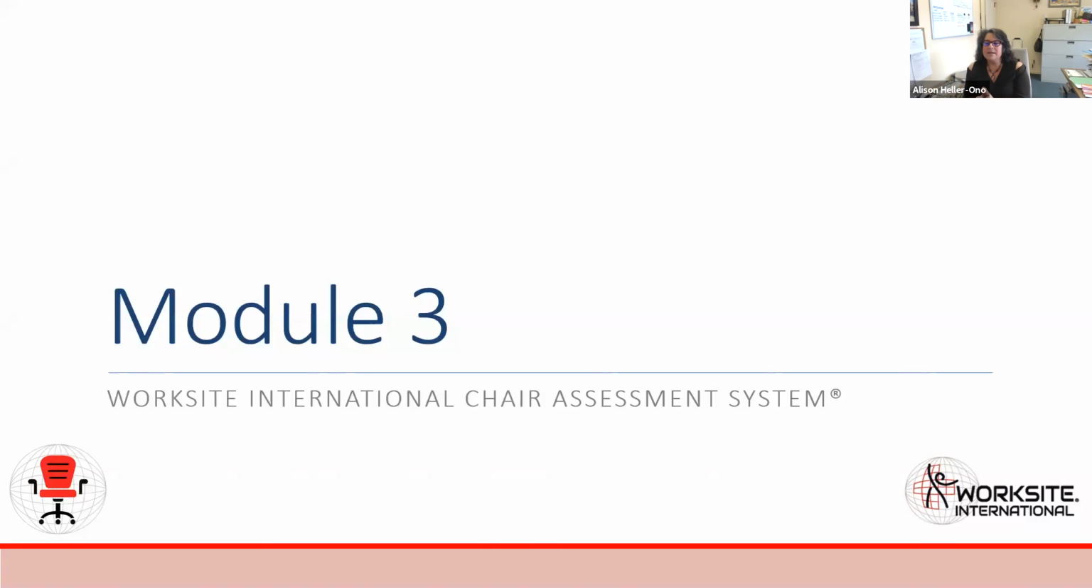And so I created this system to provide a framework for management to see how old the chairs were and the quality of those chairs, and to help them in a non-biased way make a decision about what to do or how to best budget. So that's a little background on the system. And then from there, I continued to work on the concept.